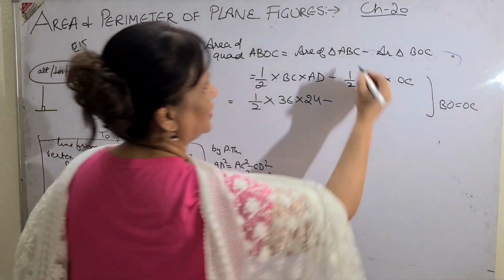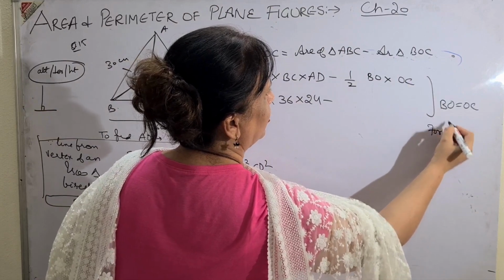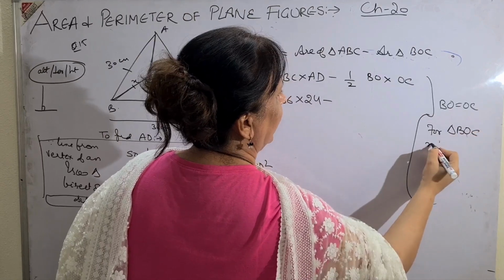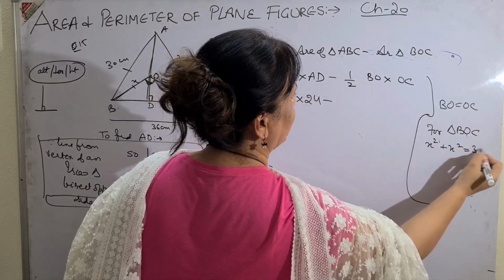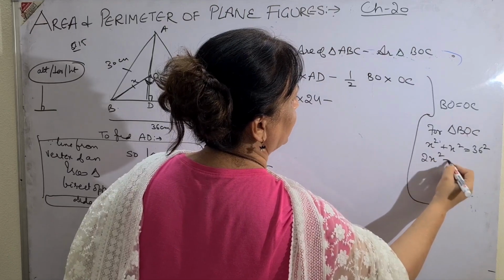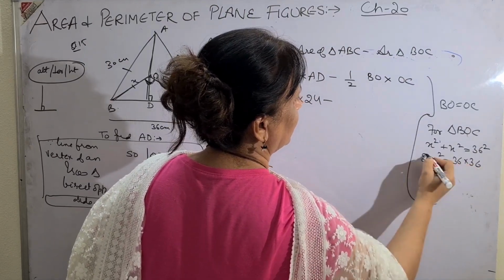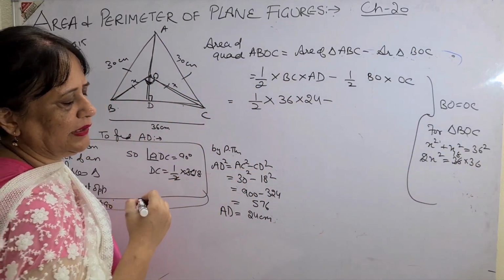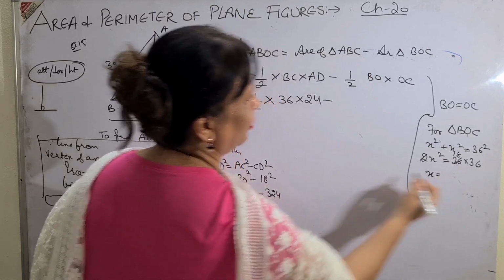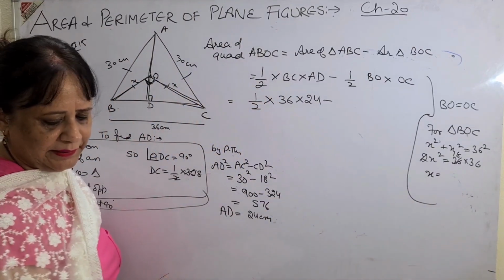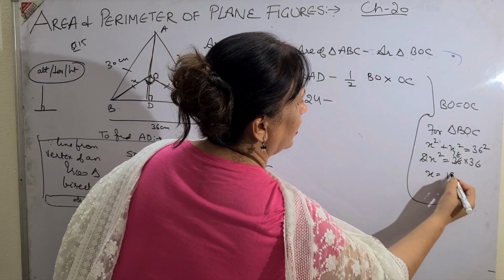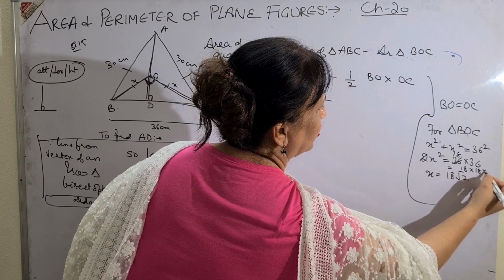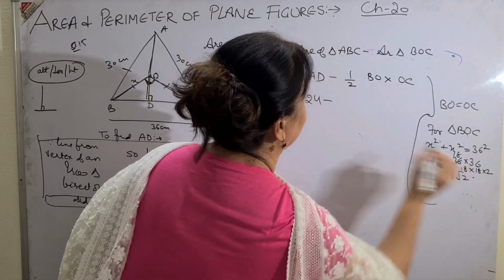Again by Pythagoras theorem, for the second triangle, triangle BOC, x square plus x square is equal to 36 square, or 2x square is equal to 36 into 36, or x square is 18 into 36. After calculating it, you find the root, and you will get 18 root 2. So after taking the root, it will be 18 root 2 centimeters.